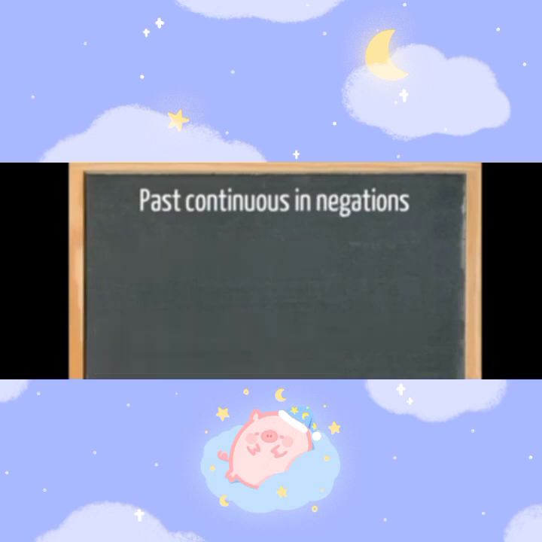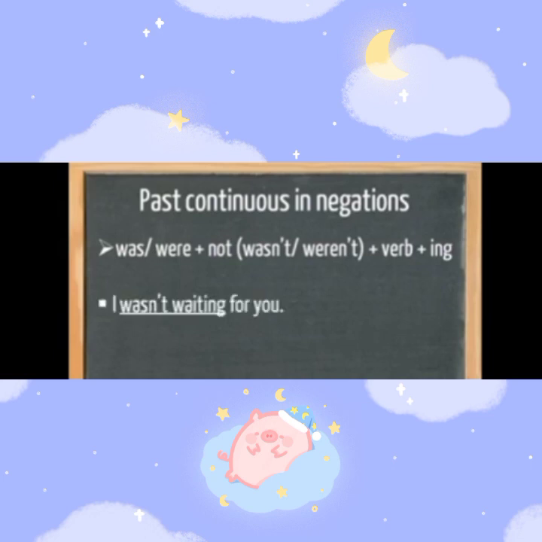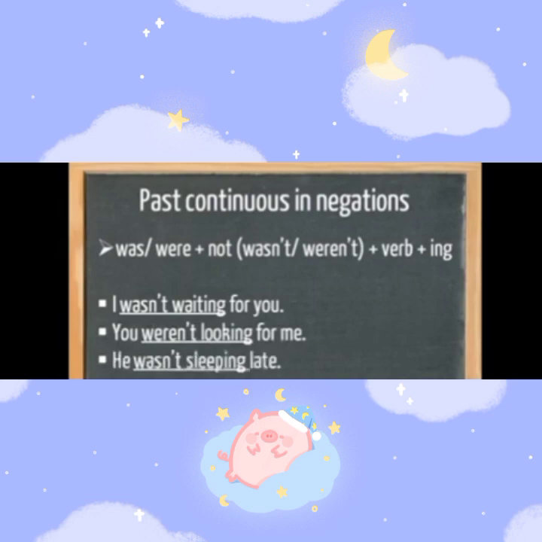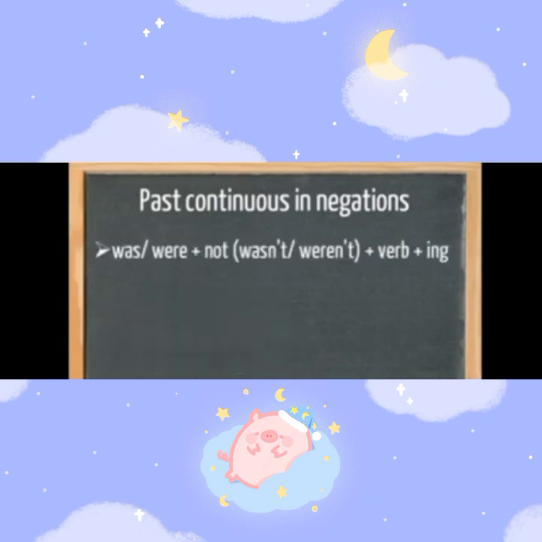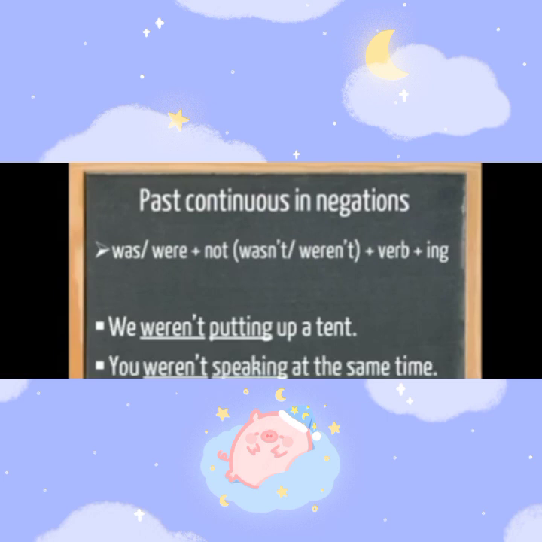Now let's have a look at the past continuous in negations. Again, we use the past simple form of the verb to be, so either was or were, but we add not to it, contracting it into wasn't or weren't, the base form of the verb and -ing. For example, I wasn't waiting for you. You weren't looking for me. He wasn't sleeping late. She wasn't talking on the phone, and it wasn't freezing. For the plural forms, we weren't putting up a tent. You weren't speaking at the same time, and they weren't cutting paper.